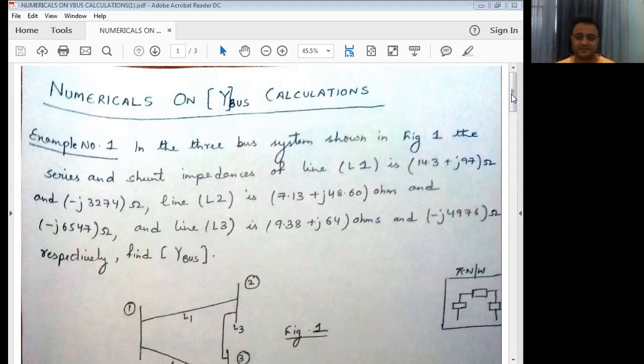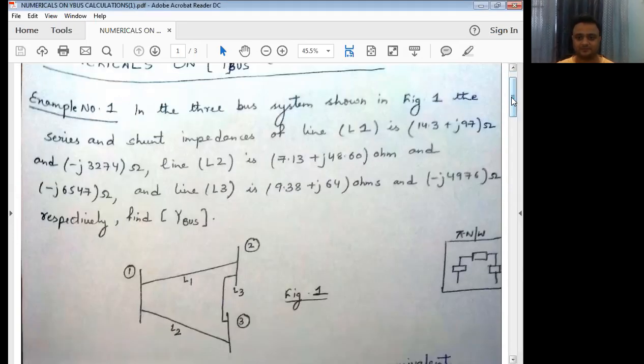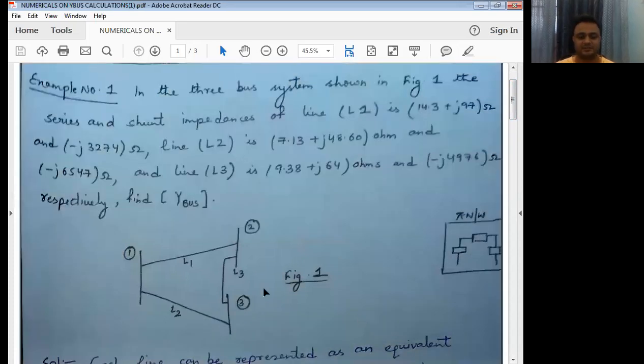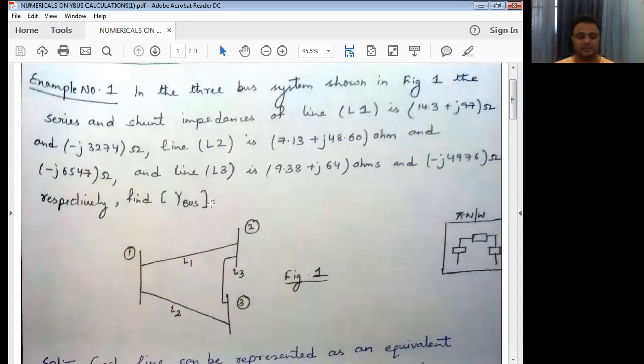Example number 1 states that in the 3 bus system shown in figure 1, this is figure 1. In the 3 bus system shown in figure 1, the series and shunt impedances of line 1 are, this is the series impedance and this is the shunt impedance. Similarly, the series and shunt impedance of line 2 is, this is series, this is shunt. Similarly, the series and shunt impedance of line 3 is given respectively.